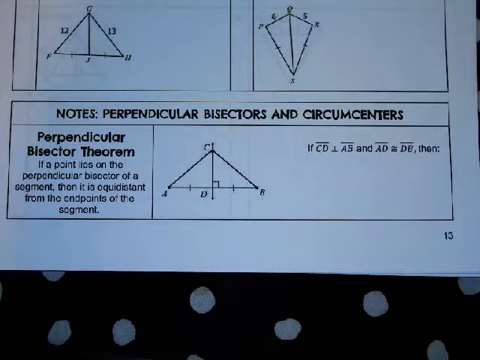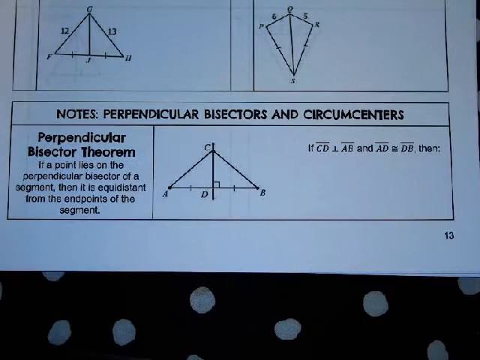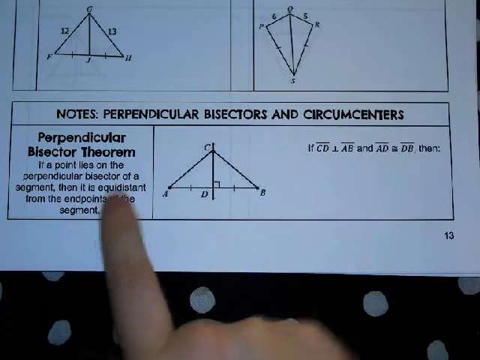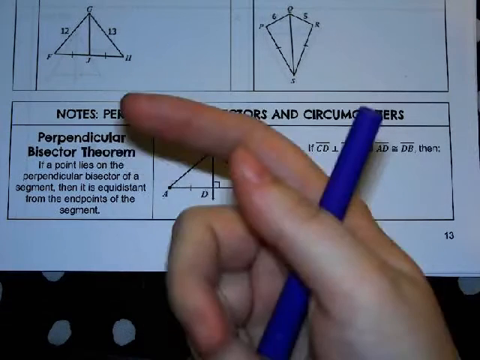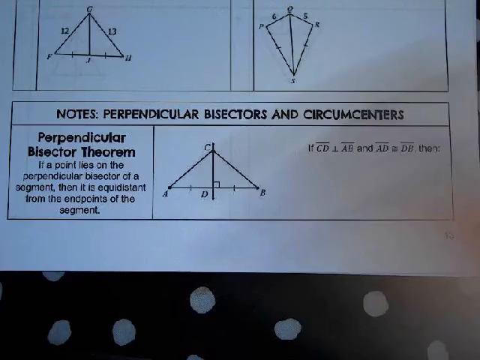Hi guys, so we're going to start on perpendicular bisectors and circumcenters now. What a perpendicular bisector is, it's basically this line that goes through the triangle right here. In order to use the perpendicular bisector, we have to follow the perpendicular bisector theorem. The perpendicular bisector theorem states if a point lies on the perpendicular bisector of a segment, this one, then it is equidistant from the endpoints of the segment.